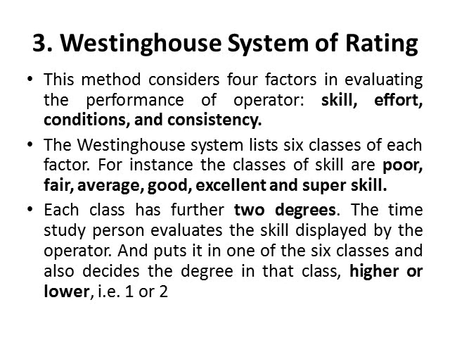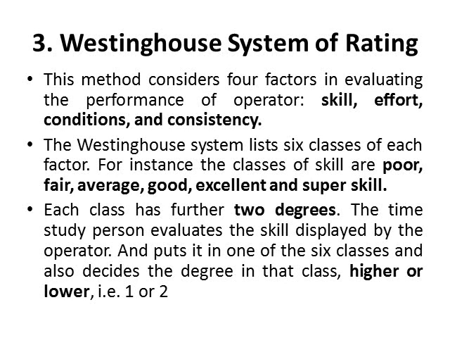Here we are considering 4 factors, and the next thing we have to know is that the Westinghouse system lists 6 classes for each factor. We have 4 factors, and for each factor we have 6 classes. For the first factor, skill, we have 6 classes. It may be poor skill, fair skill, average skill, good skill, excellent skill, or super skill.